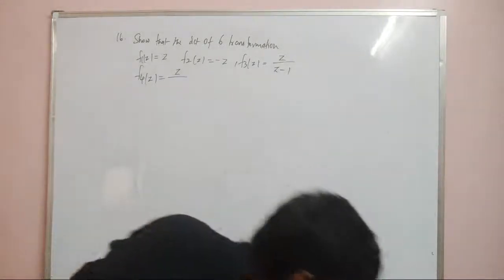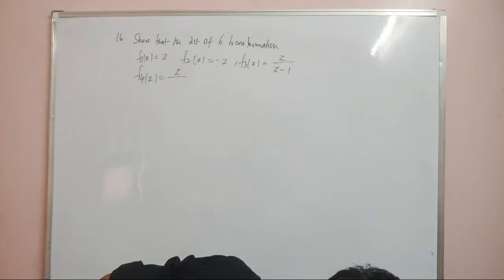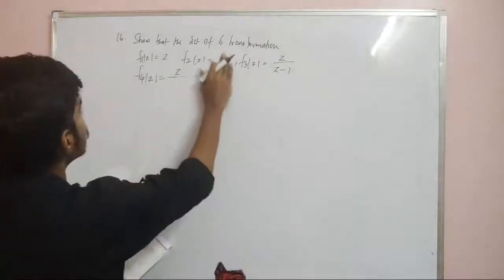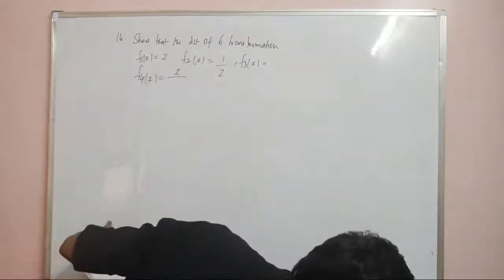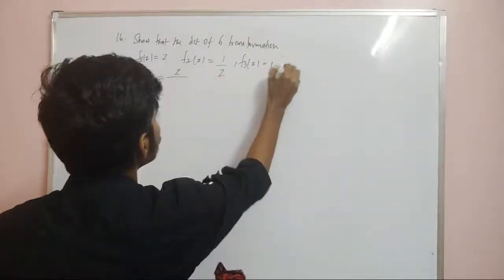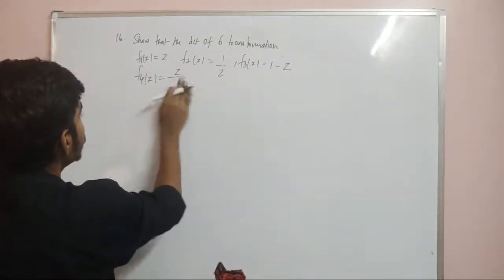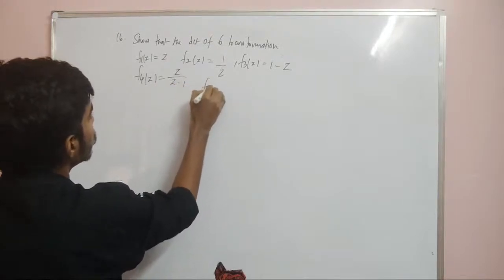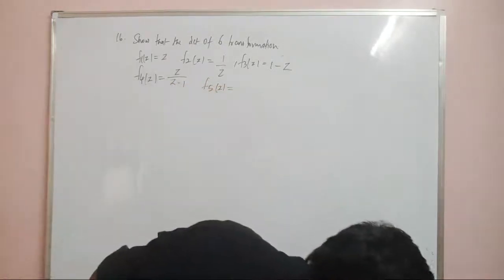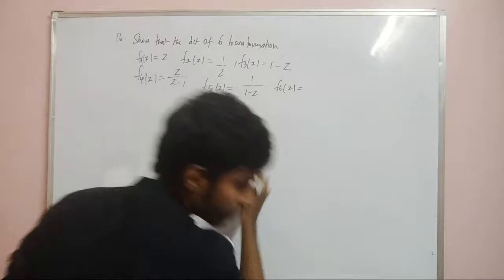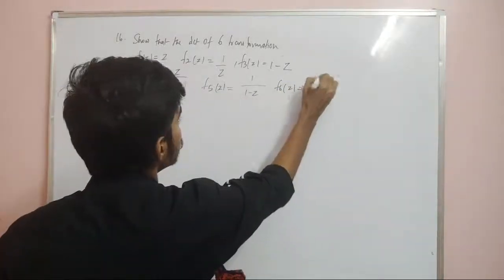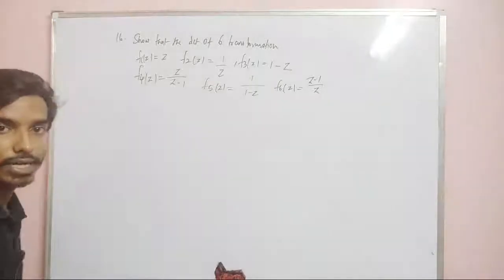I'll verify the question. Sorry, this is z, f2 of z is 1 by z, and f3 of z is 1 minus z, f4 of z is z by z minus 1, f5 of z is 1 by 1 minus z, and f6 of z is z minus 1 by z. So you need to show that it is a finite abelian group of order 6.